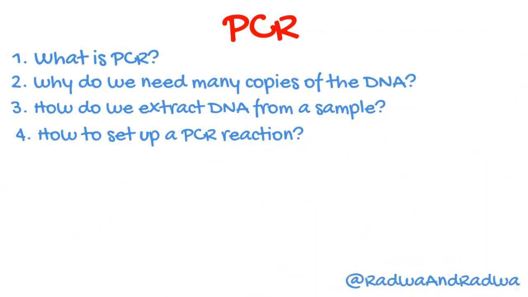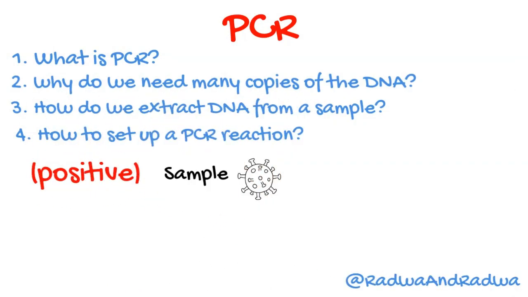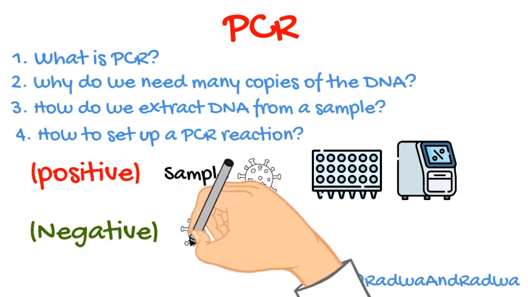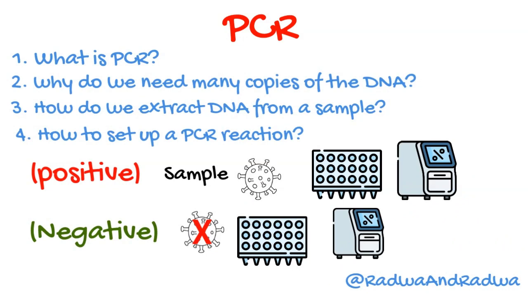So let's think about the different possibilities. If the sample is positive, meaning it contains the DNA in which we're interested, then the PCR reaction will result in millions of copies of that DNA, and then we will be able to easily detect the presence of that DNA. However, if the sample is negative and does not contain the DNA of interest, the PCR reaction will proceed, but nothing will get amplified. And so when we try to detect the presence of that DNA of interest, we will not be able to find it because the sample was originally negative.